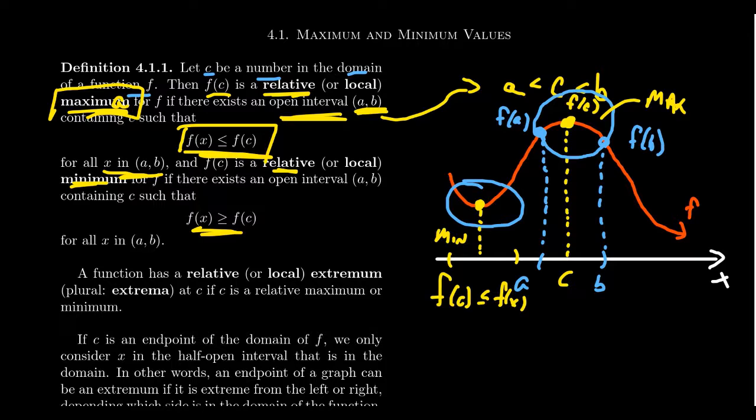I mean, if you do say maximums, no one's going to scold you for horrible grammar, but it is incorrect grammar. I should mention that. So the plural of maximum is maxima. The plural of minimum is minima.